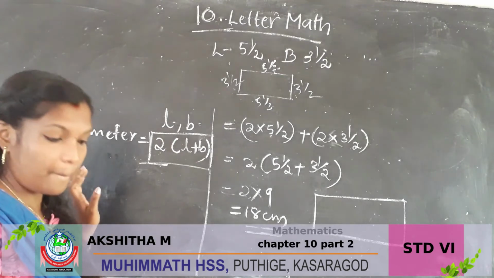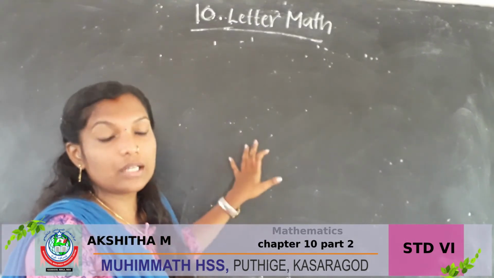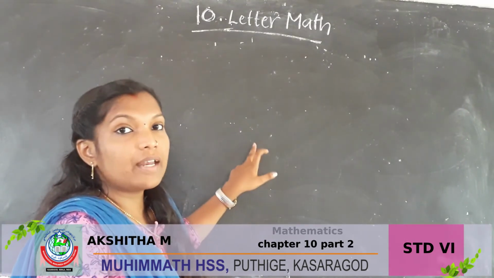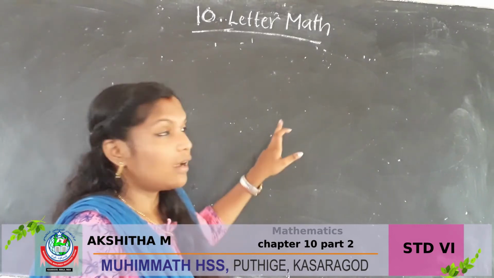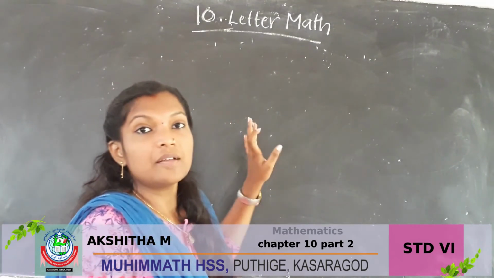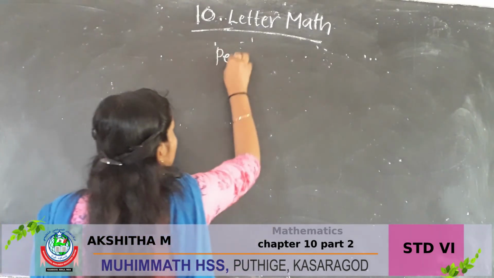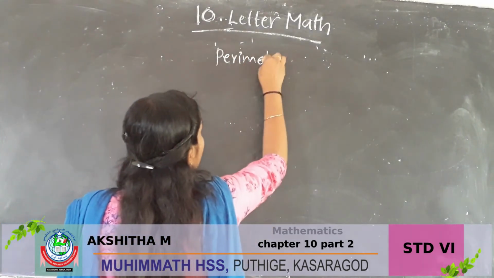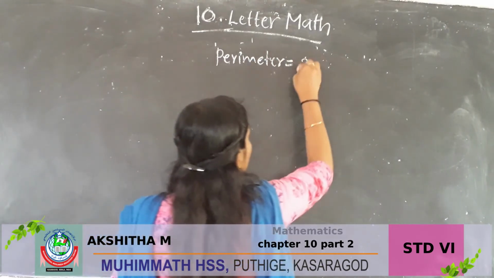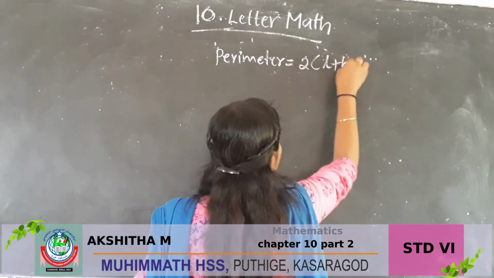Is it clear? For example, we can quickly calculate the perimeter of a rectangle of length 27 cm and width 43 cm. So perimeter is equal to 2 into L plus W.